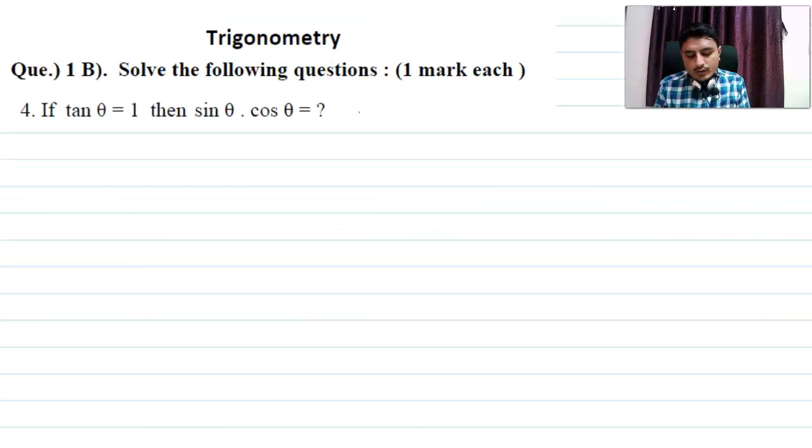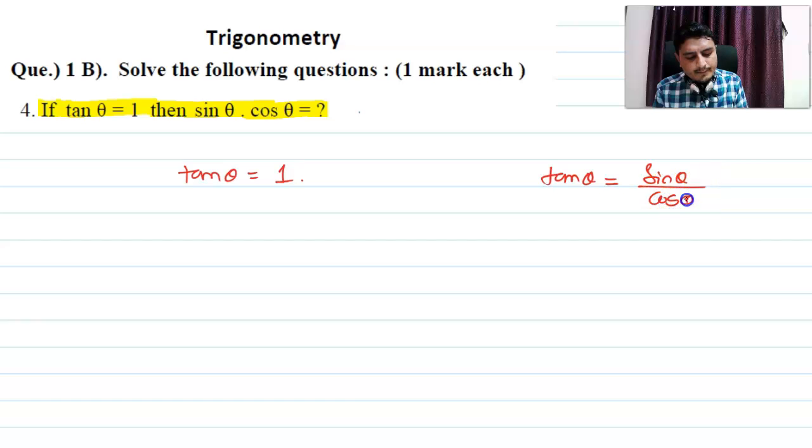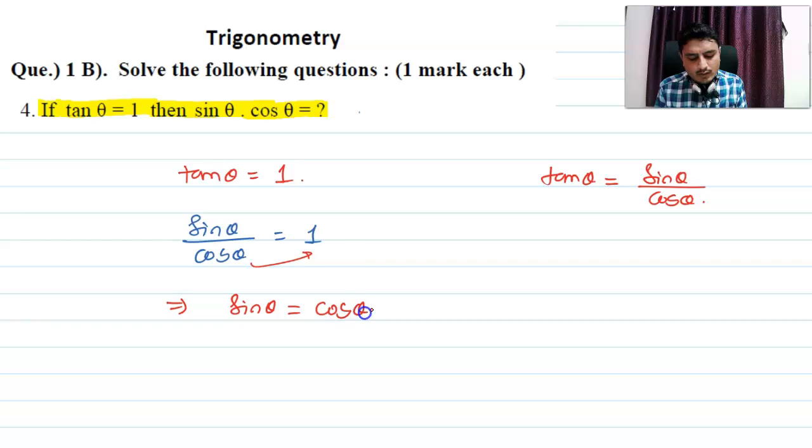Now look at the fourth question. If tan of theta equals 1, then sin theta into cos theta is equal to. So here we have been given tan of theta value is equal to 1. We well know tan of theta we can write as sin theta upon cos theta, so that we may have now sin of theta divided by cos of theta equal to 1. We are replacing tan theta in terms of sin theta upon cos theta. Once we shift the cos theta from LHS to RHS, we are getting sin theta is equal to cos theta into 1, we are having now the cos theta.